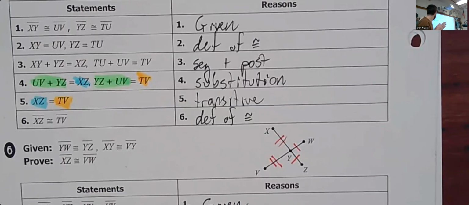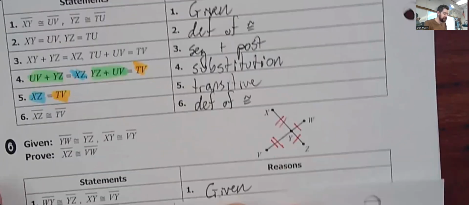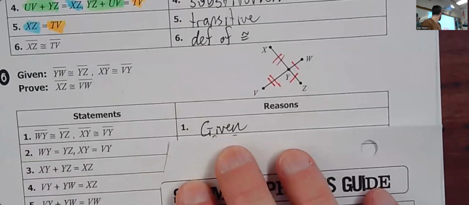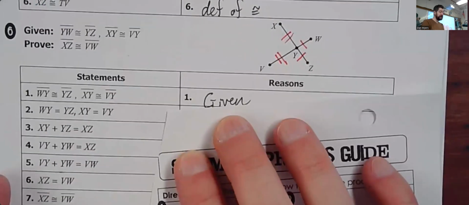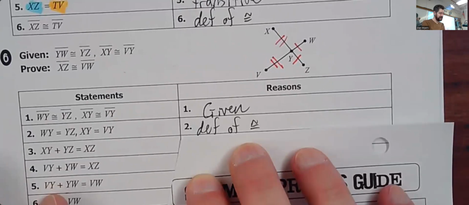Okay. Let's keep going. Number 6. And then we've got more proofs after that, because we have to finish our notes after this. Number 6. Statement number 1, given. Or reason number 1 is given. Reason number 2, what's it going to be? Definition of congruence.